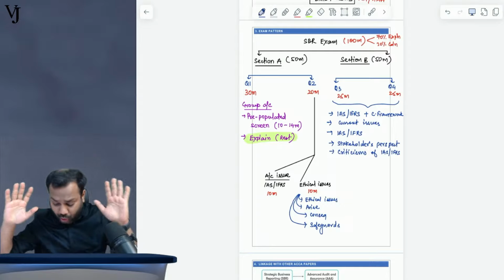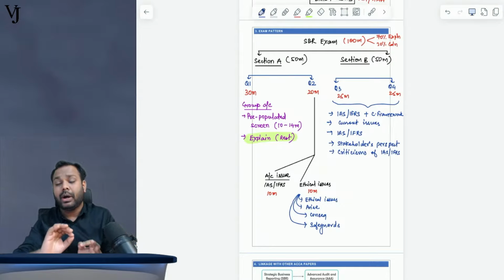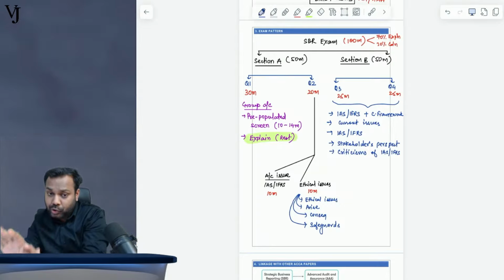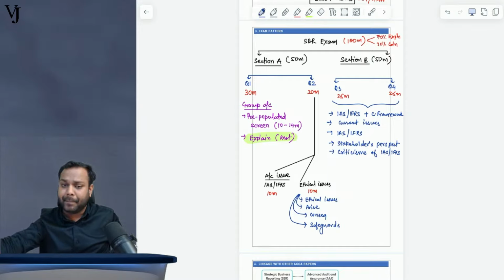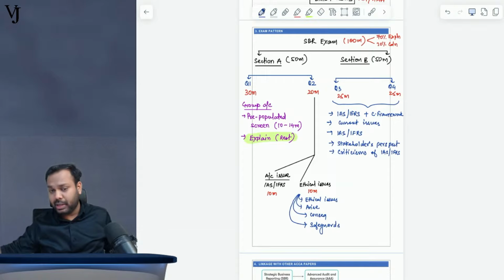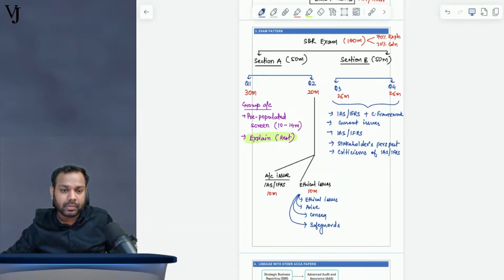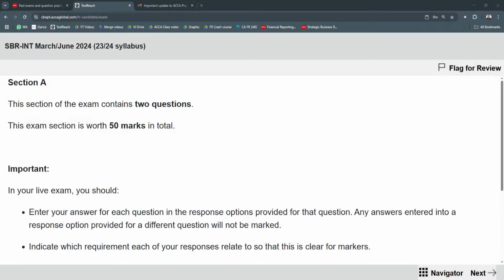Now I'll take you to an exam paper, and whatever I have explained I will show in a real exam paper, what is coming in the exam. Just give me a minute please. Tell me, can you see the March June 2024 exam paper on your screen?